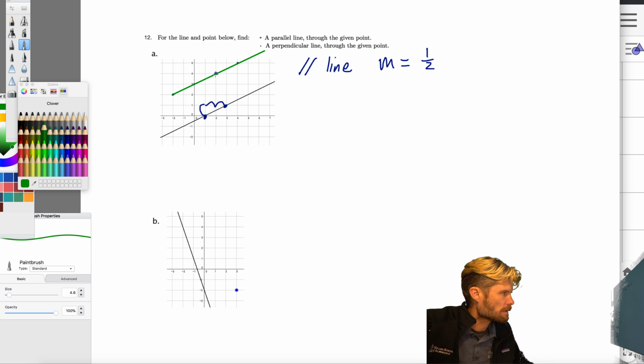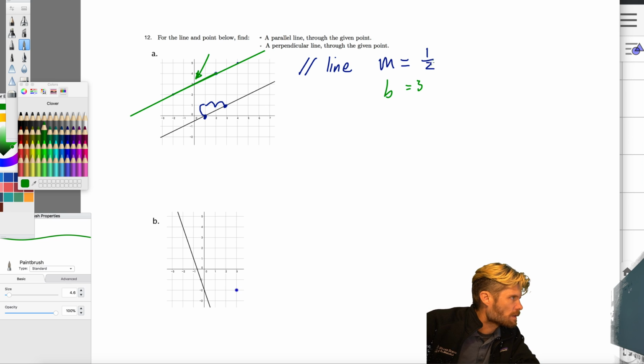Like that. That doesn't look good. Let's try that again. And where is our y-intercept? It's right here. It's at 3. So the equation for parallel is going to be y equals 1/2 x plus 3.